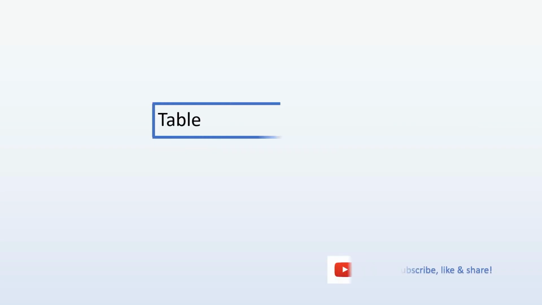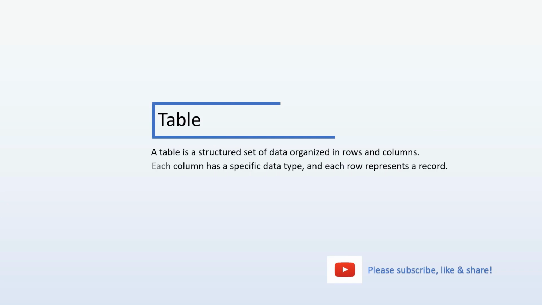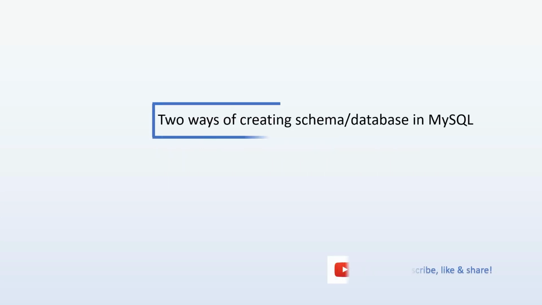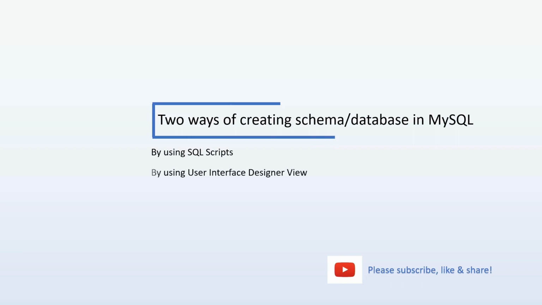Before we begin, let's understand what a table in MySQL is. A table is a structured set of data organized in rows and columns. Each column has a specific data type, and each row represents a record. We can create a table using an SQL script or by using the designer view.